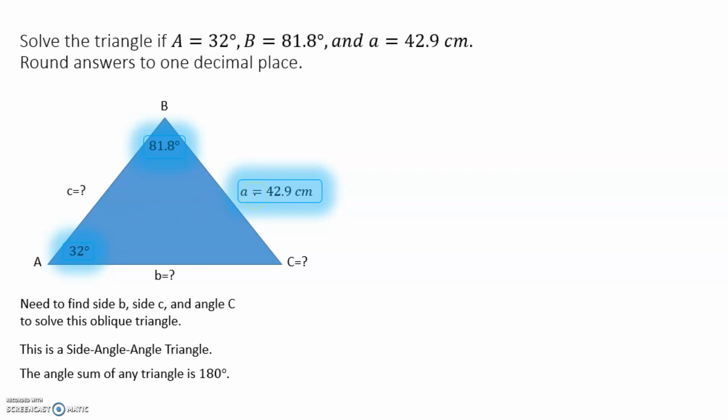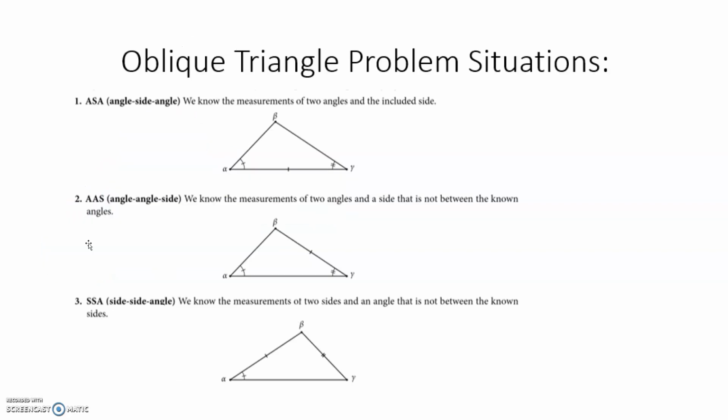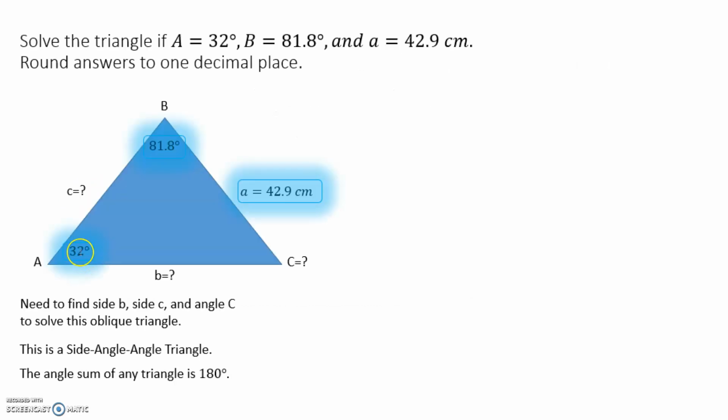Okay, so I have a side, an angle, and an angle right here, or an angle, angle, side case. So what we have to find are the leftovers, side c, side b, and angle C.